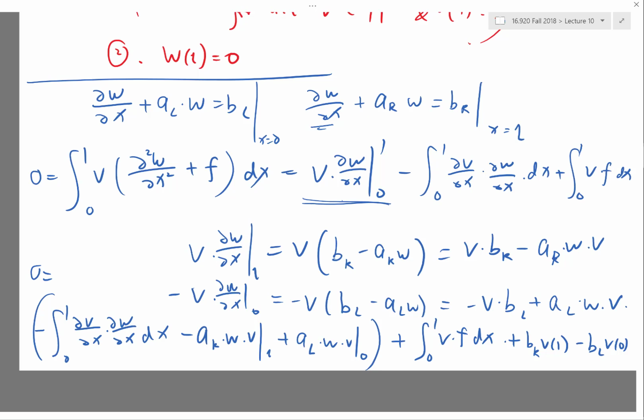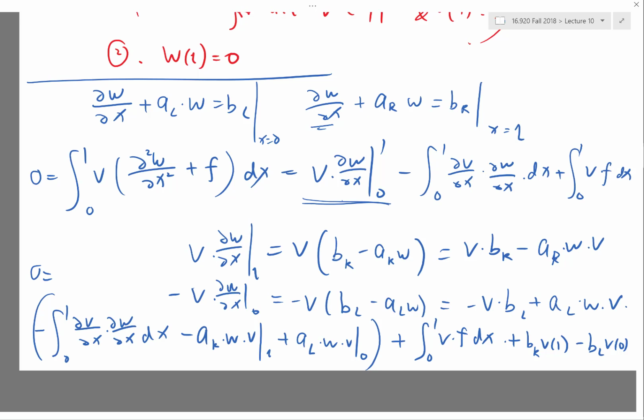Yes? Is this going to be negative semi-definite or positive semi-definite, because we have a negative sign? Right, so here it depends on the sign of A and B. Here I would have a negative definite bilinear form only if AR is greater than 0 and AL is less than 0. That's the kind of boundary condition that makes sense.